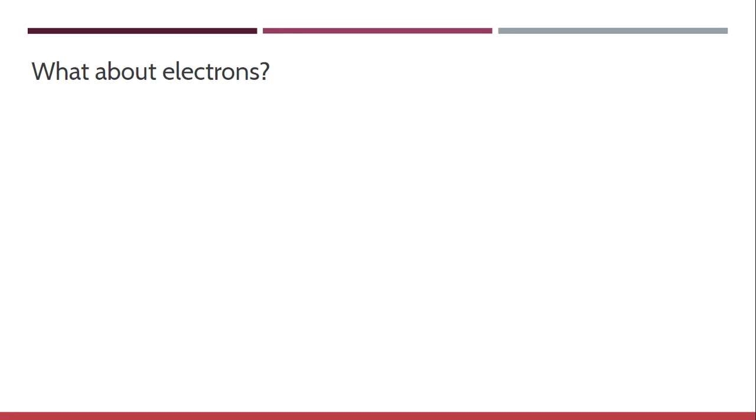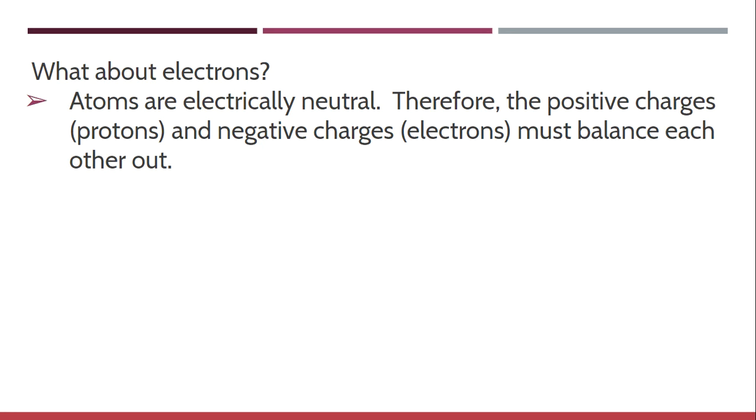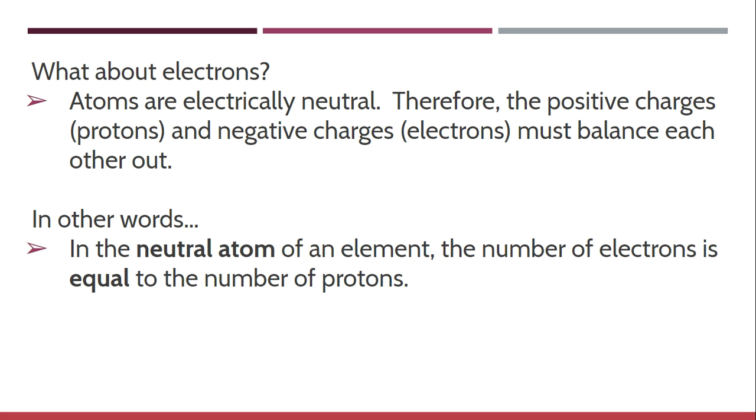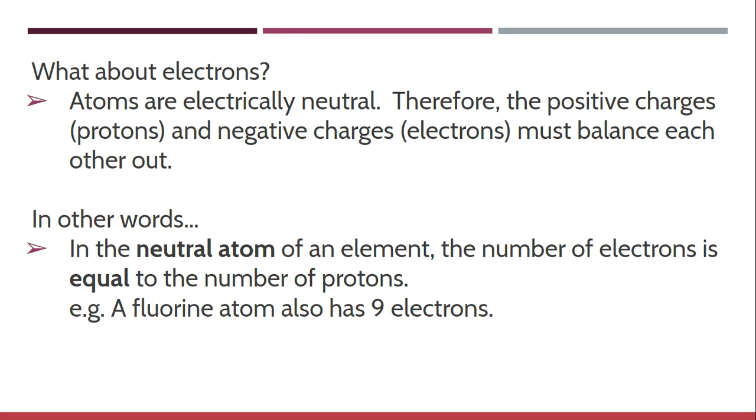So what about those electrons? We know that atoms are electrically neutral. Therefore, the positive charges, the protons, and the negative charges, the electrons, have to balance each other out. So in other words, in the neutral atom of an element, the number of electrons is equal to the number of protons. So for an atom of fluorine, it had 9 protons, so it's also going to have 9 electrons.